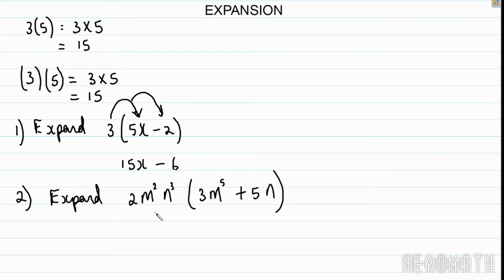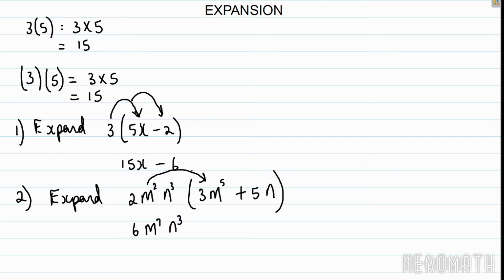So in question 2, I'm asked to expand 2m² n³ multiplied by (3m⁵ + 5n). So first I'll multiply the 2m² n³ by the 3m⁵, and I'll multiply the numbers first and get 2 by 3 is 6. Then I'll multiply the m² by the m⁵. They have the same base, so I'll add the powers. So 2 plus 5 is 7. So I get m⁷. And since there's no n here, I'll just get back the n³.